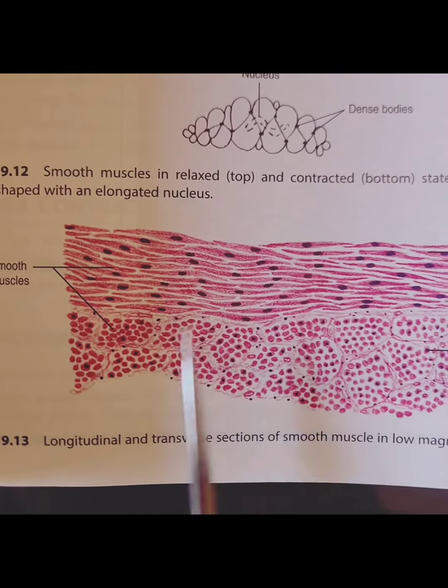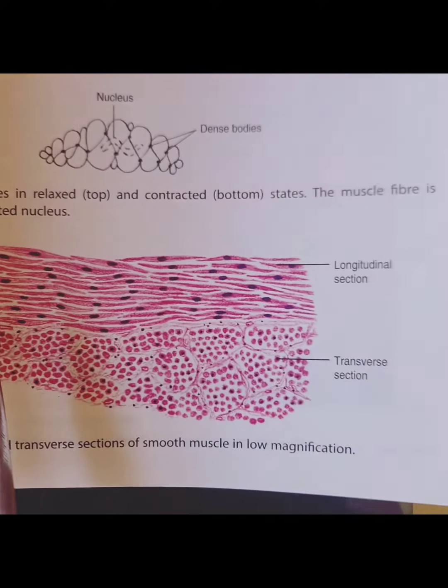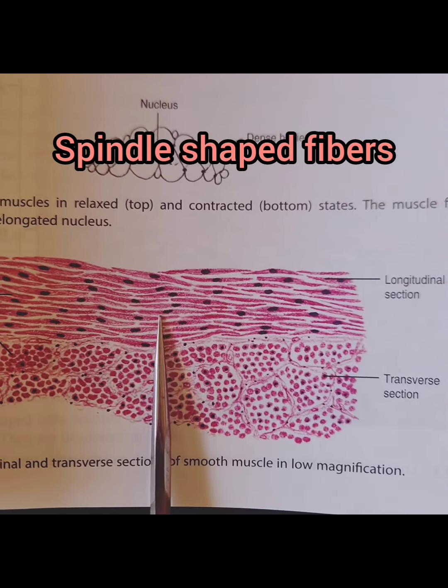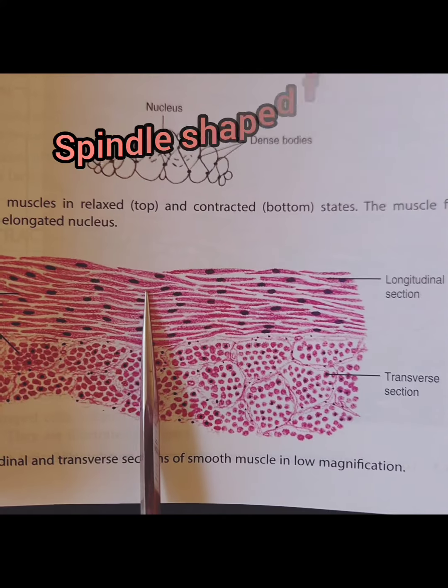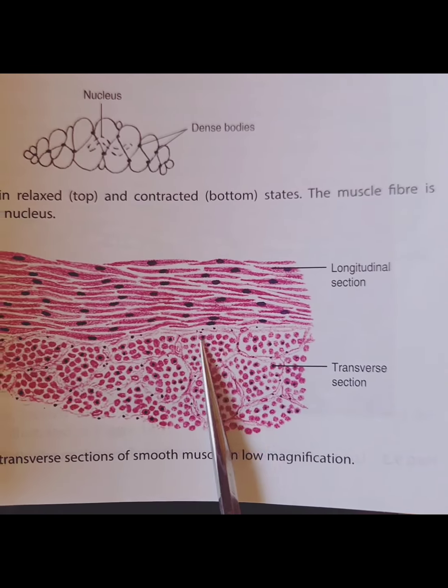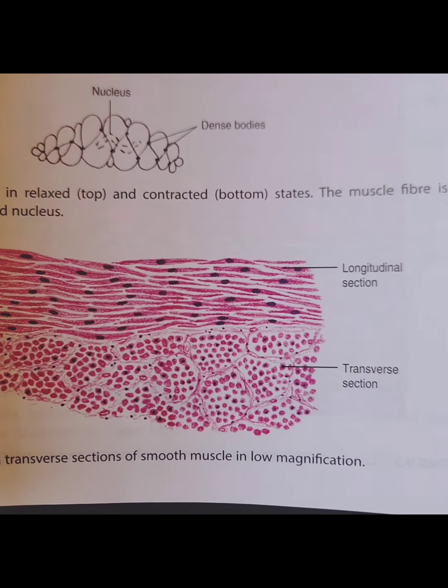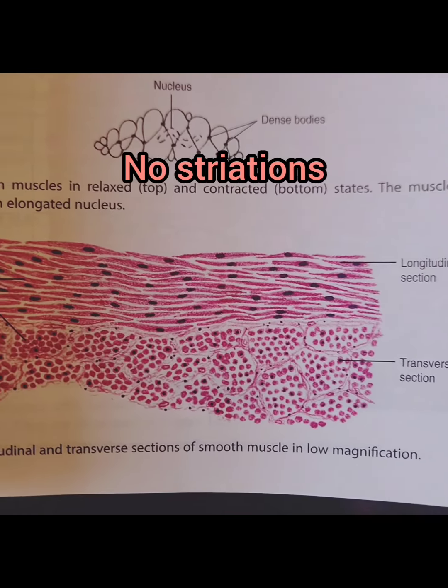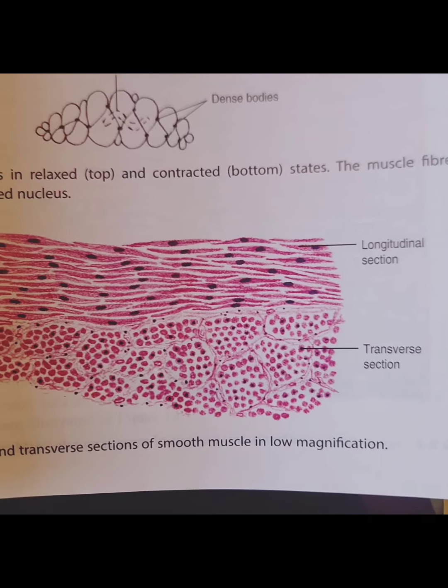This is longitudinal section. These are transverse sections. You can see muscle cells in the shape of spindle. Nucleus is single for cell, and they are centrally located oval. These are the transverse sections. You can see muscle fibers are arranged in different fascicles. Striations are not seen here. That's the reason they are called smooth muscles.